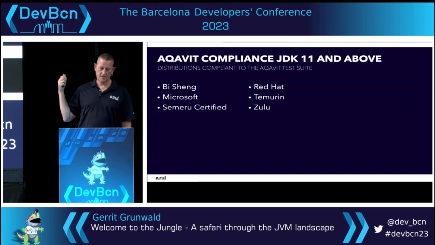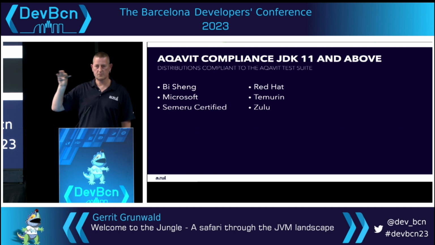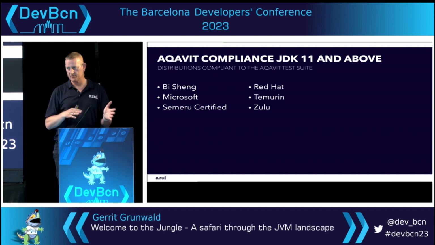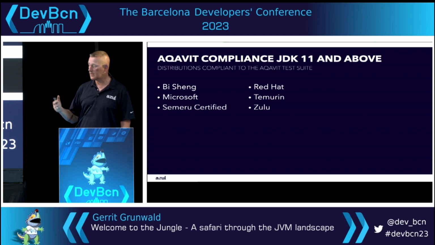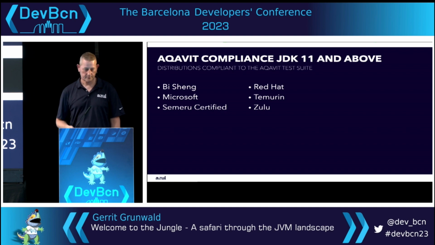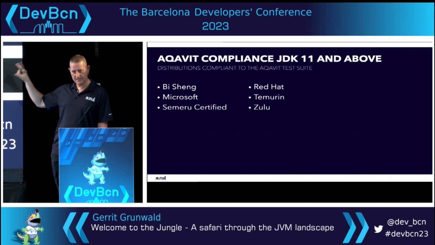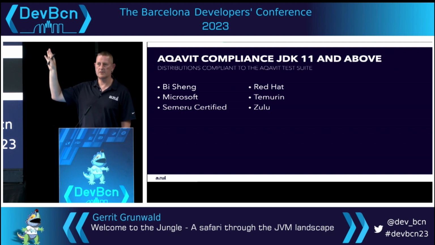So what does it mean? You see only these 6 distributions in JDK 11 and above are compliant to AQAvit. All others are not, but that doesn't mean anything. The TCK one is the important one, because that makes sure Java itself works. But these are the only 6 distributions that are really compliant to the AQAvit test suite. And you see there is no Dragonwell here, because in 11 they are not TCK compliant. In 8 they are, but not in 11. And these tests are only available from JDK 11 onwards.